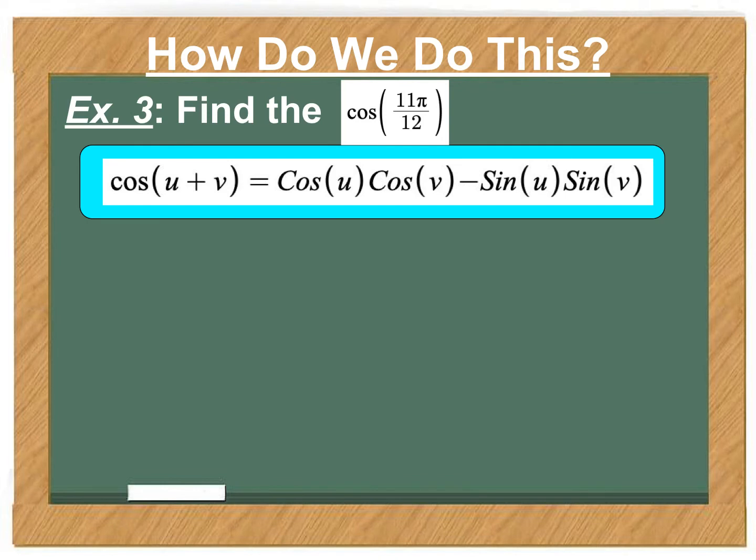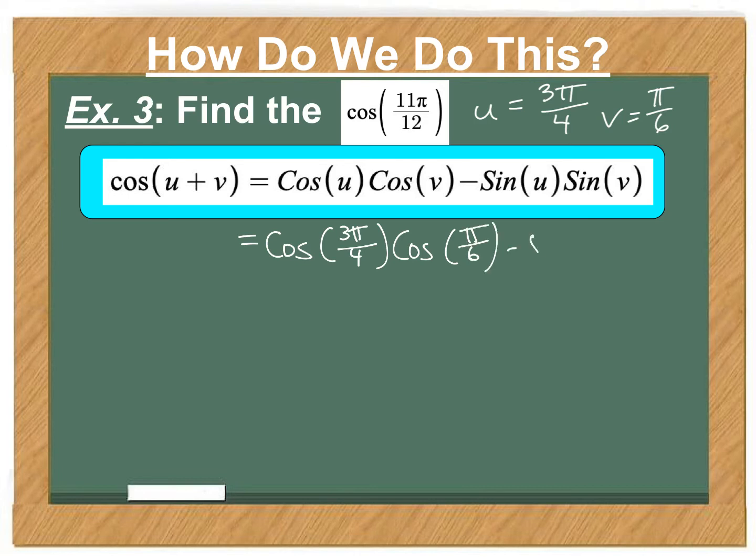I'm going to add them together to get the 11. So I'm going to do the cosine addition formula. We're going to use u as 3 pi over 4 and v as pi over 6. It'll be pretty straightforward once we go into the formula. It's figuring out those fractions that can be a little challenging. So we have the cosine of 3 pi over 4 times the cosine of pi over 6 minus the sine of each of those.